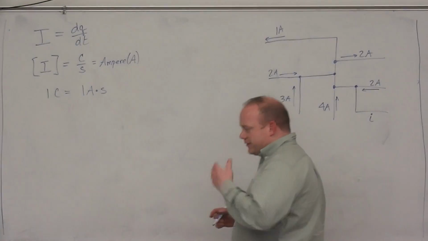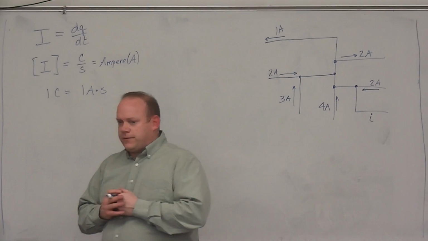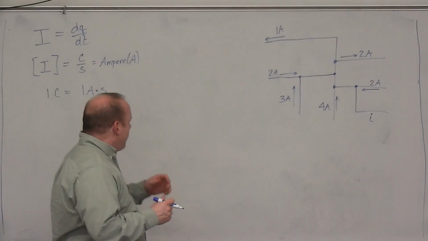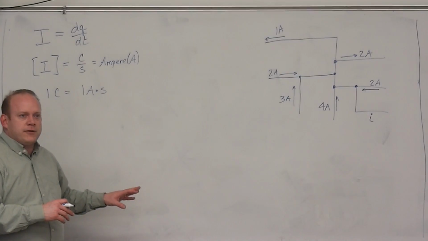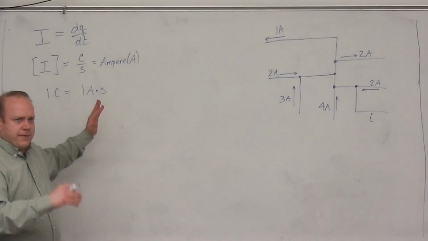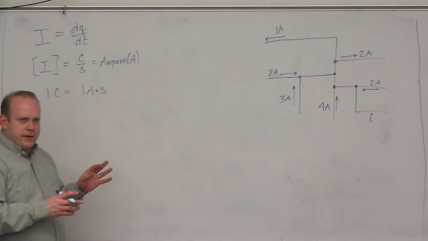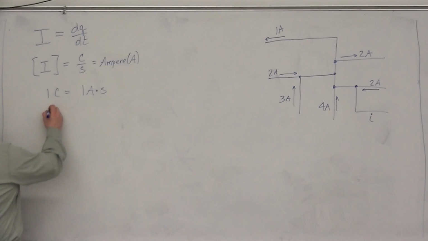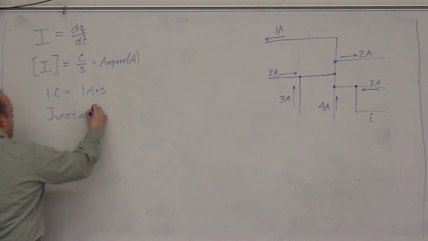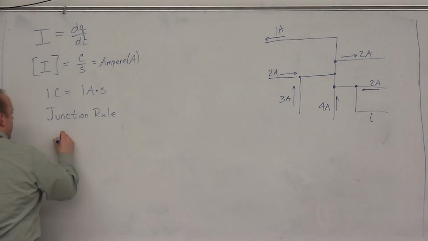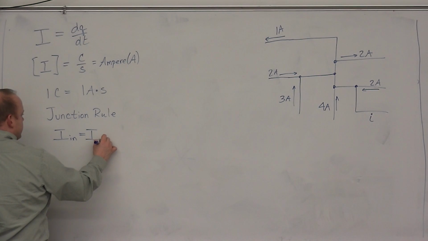Now, what are the important things that we have with current here? We're talking about the flowing of charge. We've dealt with that quite a bit last year. But one of the most important things is the second of Kirchhoff's laws. We dealt with the first one when we were dealing with capacitors, which was that the voltage around the loop had to be 0. Well, this is called his junction rule.